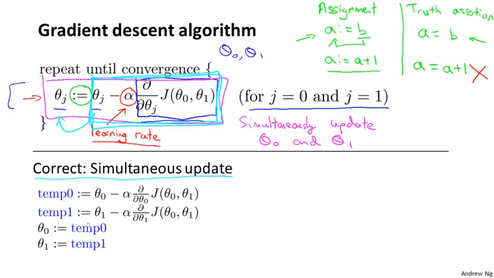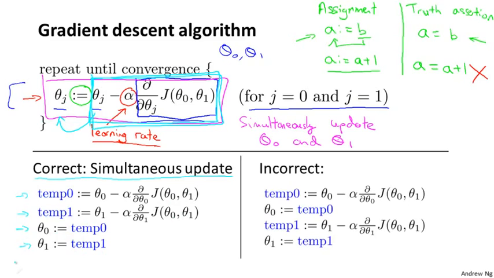This is a correct implementation of gradient descent, meaning a simultaneous update. So I'm going to set temp 0 equals that, set temp 1 equals that, so basically compute the right-hand sides. And then having computed the right-hand sides and stored them into variables temp 0 and temp 1, I'm going to update theta 0 and theta 1 simultaneously. So that's the correct implementation. In contrast, here's an incorrect implementation that does not do a simultaneous update. In this incorrect implementation, we compute temp 0, and then we update theta 0, and then we compute temp 1, and then we update theta 1.